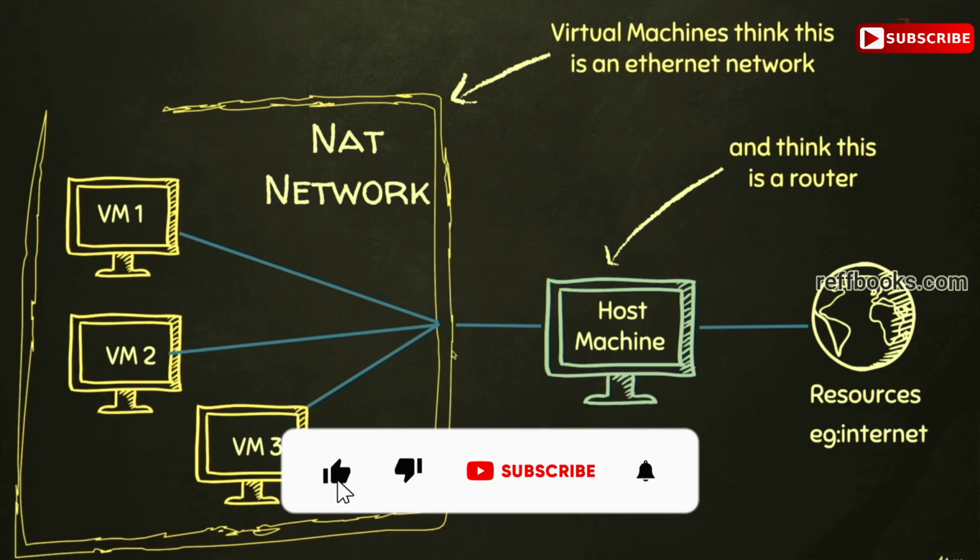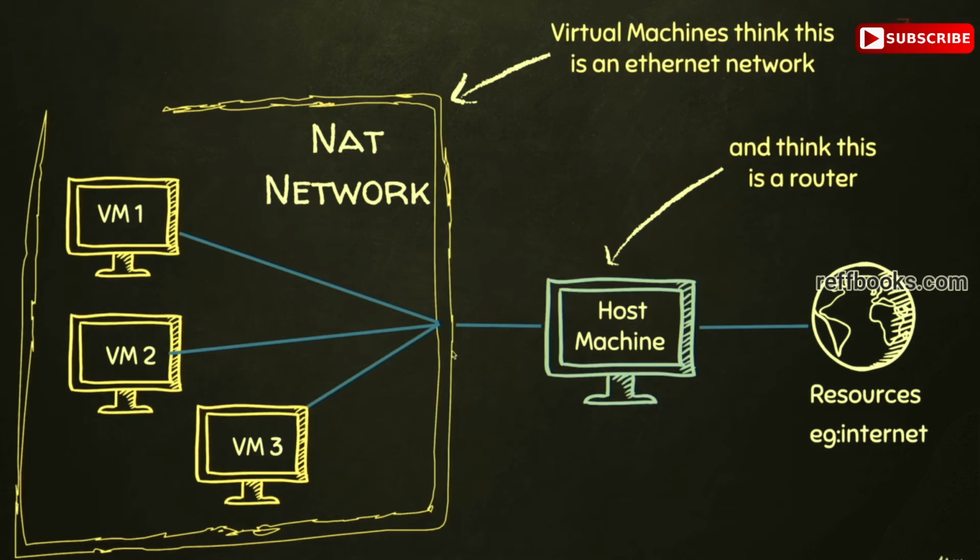Now this virtual network will rely on the connection of your host computer. So it will not need any extra interfaces, it will not need any extra adapters, and as far as the virtual machines are concerned, they are connected to an Ethernet network, but in reality, they are connected through the host machine.